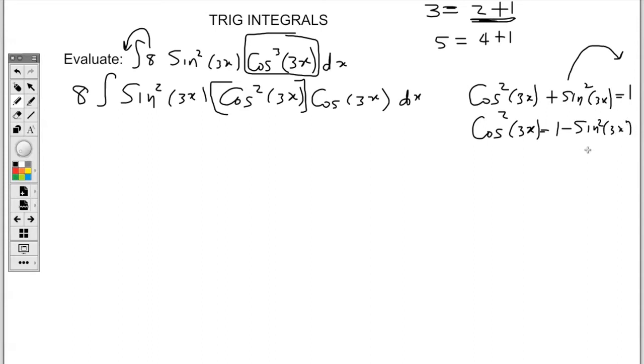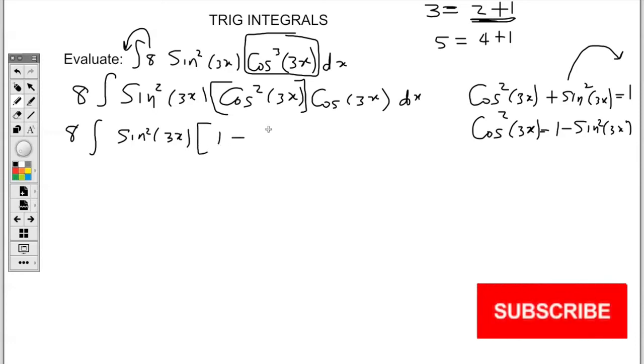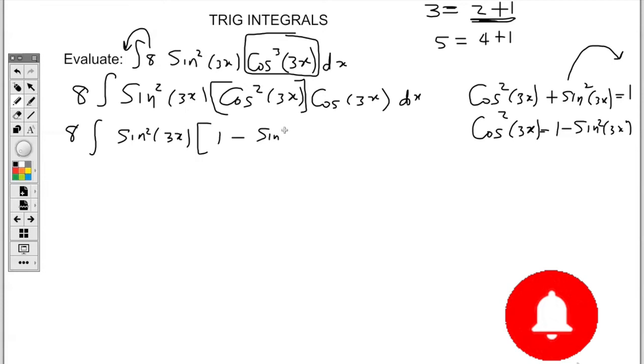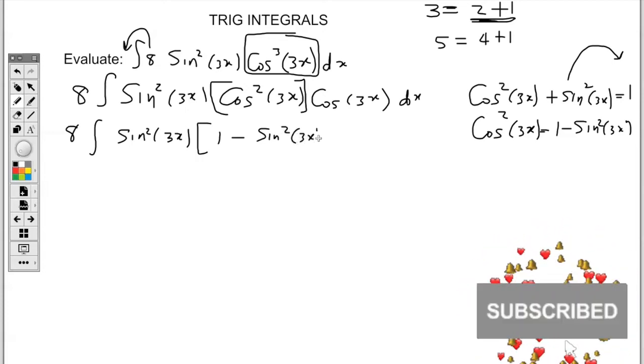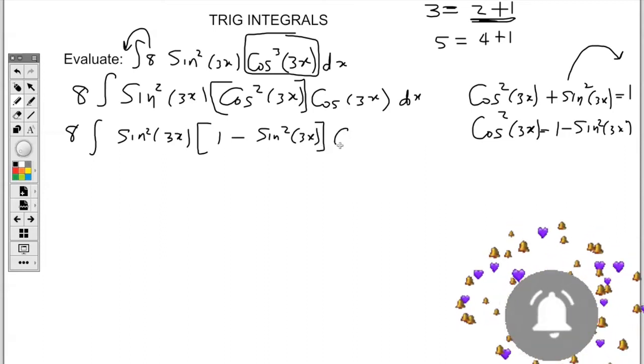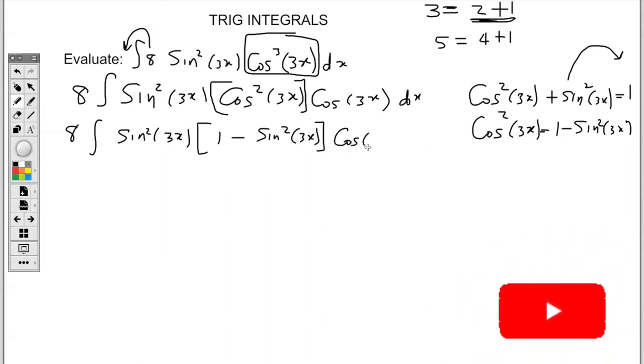So having this, I can replace here. So I have the 8 integral sine square 3x and replace in my brackets to be 1 minus sine square 3x. So here I will have 1 minus sine square 3x. Then I have cos 3x dx.